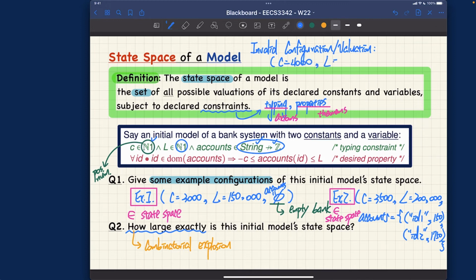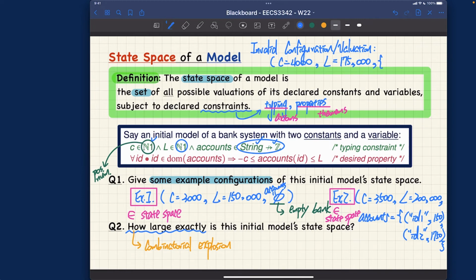L is equal to, let's say, 175,000. So far so good, right? You can see this is a positive number, and this is also a positive number. And what I will do here is make just a non-empty bank with just one account, just to illustrate why this might be invalid.